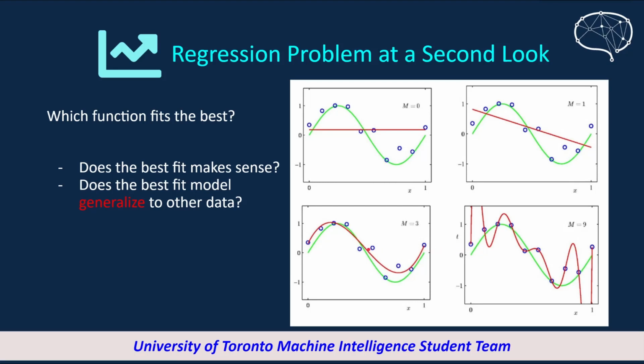So of course, our conclusion is that the degree 3 one is the best because it fits the ground truth the most. Degree 9 in this case passes all of the data points we have in the data set, but it's not necessarily the best one because look at the ground truth, right?